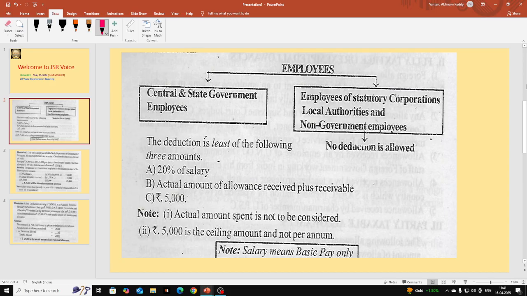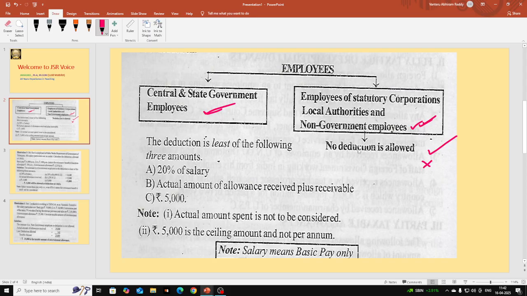For the purpose of calculation of deduction or exemption in an entertainment allowance, employees are classified into two types. First one is central and state government employees, and second one is employees of statutory corporations, local authorities and non-government employees. They are known as non-government employees. So the first category is government employees and the second category is non-government employees. Non-government employees don't have any deduction. No deduction is allowed to them.